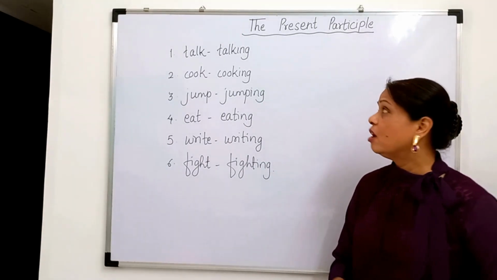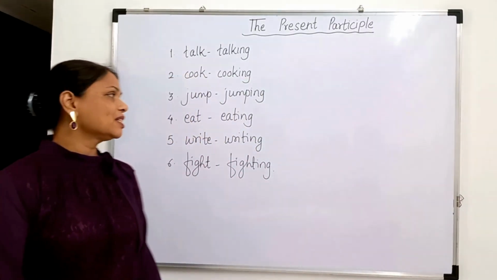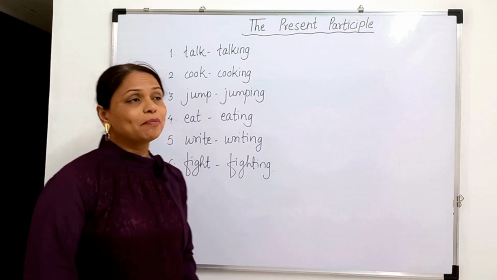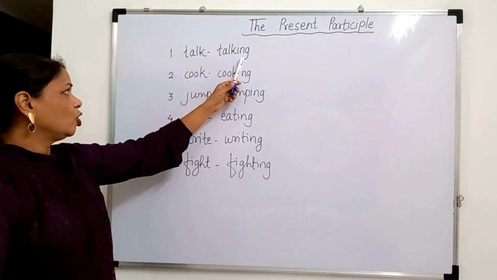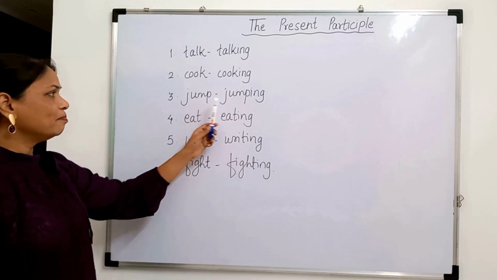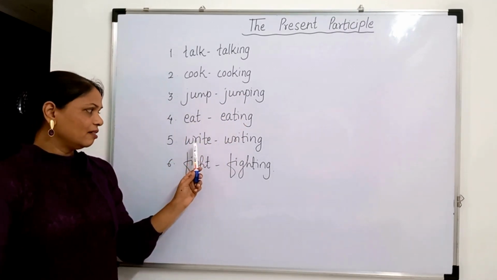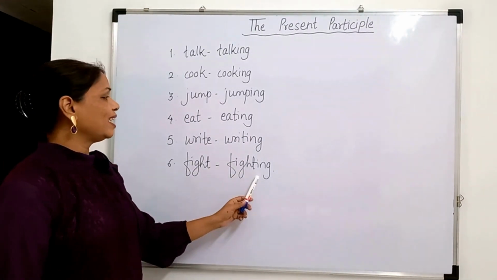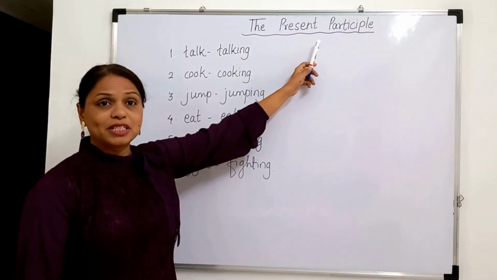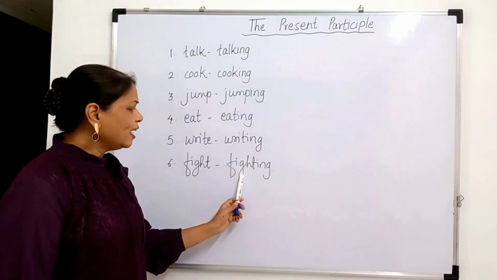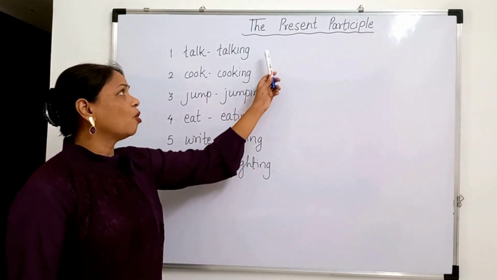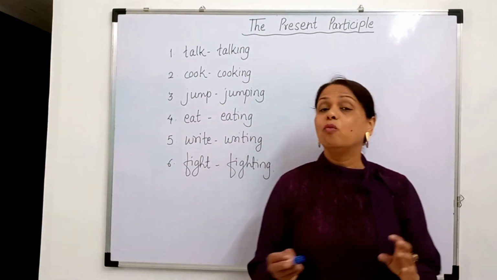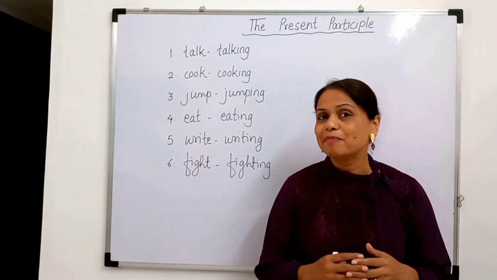Let's start our lesson. So what is meant by the present participle? First I'd like to read all the examples so it is very easy for you to understand the concept of present participle. Talk, talking, cook, cooking, jump, jumping, eat, eating, write, writing, fight, fighting. You can see the verbs which take the ing form are called the present participles. Once again, any verb that takes the ing form is called the present participle. It's very simple. Now we are going to see what are the different usages of this present participle.